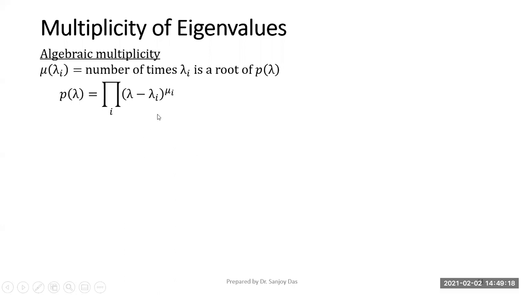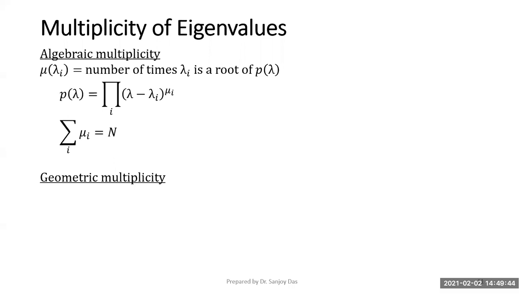Multiplicity of eigenvalues. Mu of lambda i is the algebraic multiplicity, which is simply the number of times lambda i is a root of P of lambda, the characteristic polynomial. So lambda i is an eigenvalue, and its multiplicity is mu i. Multiplicity can be 1, 2, 3, whatever. The summation of mu i should be equal to n, because the highest degree is n.